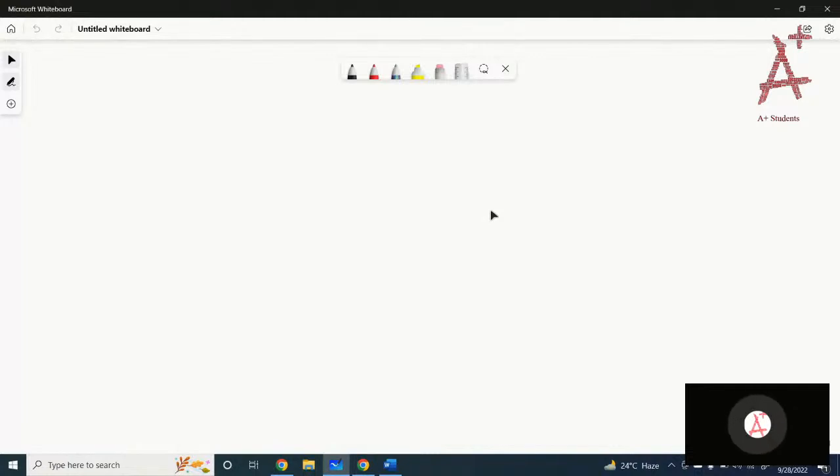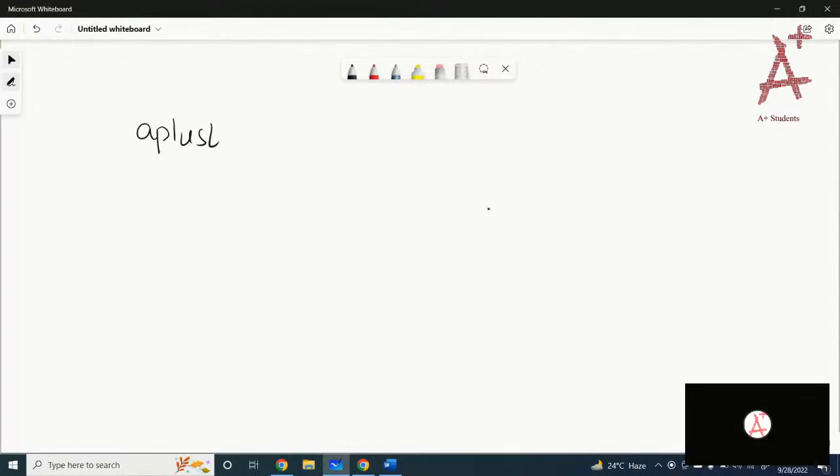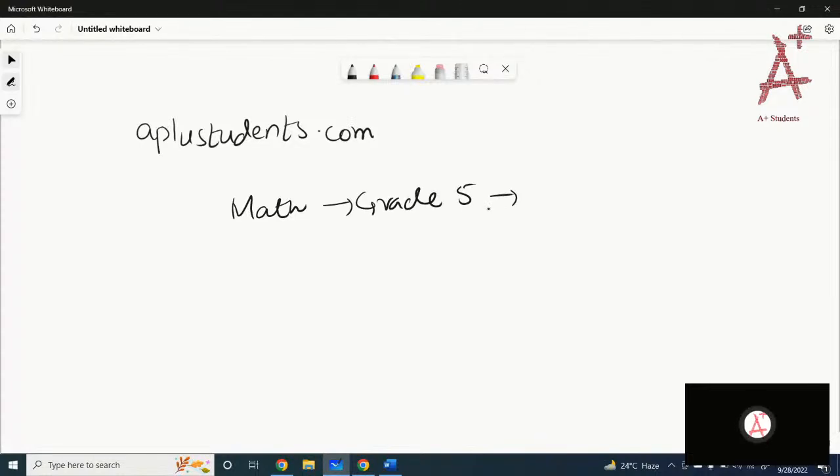So today we're going to start with grade 5 maths. You can find the lessons on aplusstudents.com. You have to log in there using your email address and password provided by the administration. Then you have to select math as a subject. Then scroll down to grade 5. Then click on view all lessons.